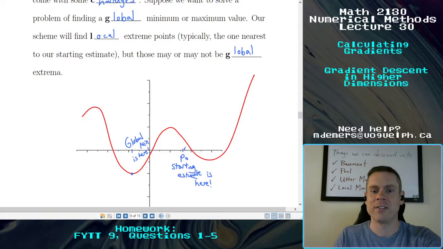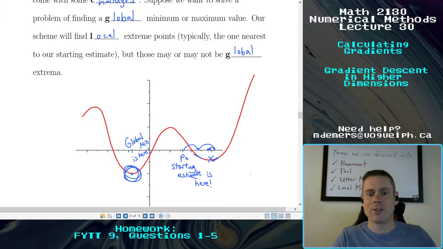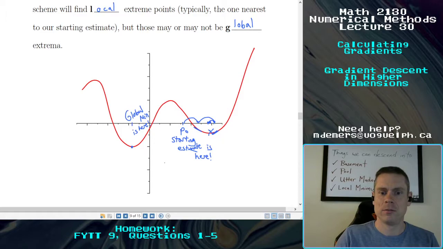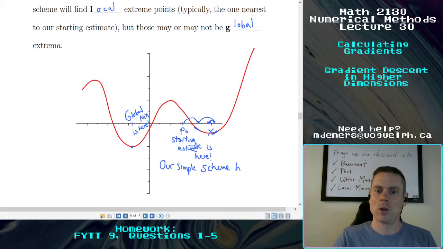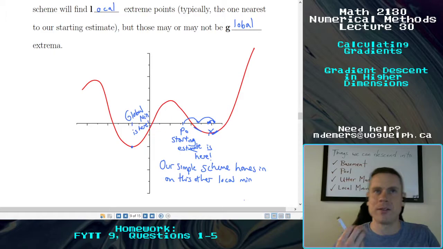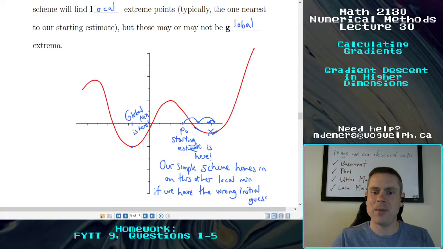And we're going to take a step size forward here. And it looks like the derivative is negative here. We're going to take a step forward. And the derivative is positive here. So we're going to take a step backward. And we're going to hone in on this minimum point and not the one that we actually want over here. So our simple scheme hones in on this other local min. And oftentimes what mathematicians will say is that you get trapped in a local minimum because essentially there's no way to escape it. So our simple scheme hones in on this other local min if we have the wrong initial guess. So you have to be close enough to the true answer.